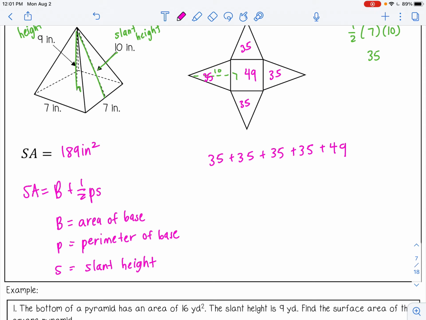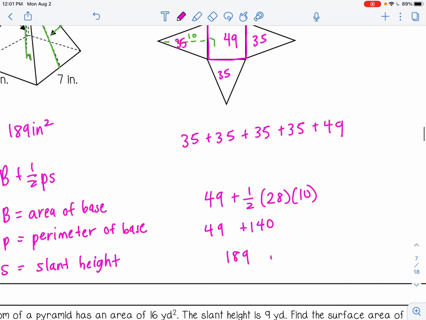So let's just plug into that formula just to make sure we know how to use it. Again, the area of the base would be 49. 1/2. The perimeter of that base is 28. Remember, perimeter is just the sum of the length of the outside. And then the slant height, remember, is right over here, 10. All right, so 28 times 10 is 280, and then half of that would be 140. And then 49 plus 140 is 189. So we got the same thing, we're just using a formula instead of the net.